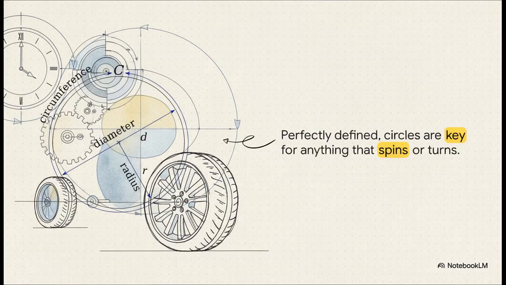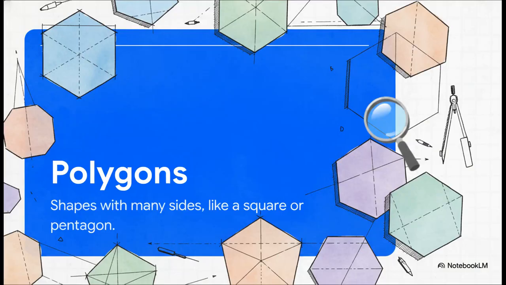And it's this perfection that makes them absolutely crucial for designing anything that spins or turns. Think about the wheels on your car, or the gears in a watch, or even just the face of a clock.